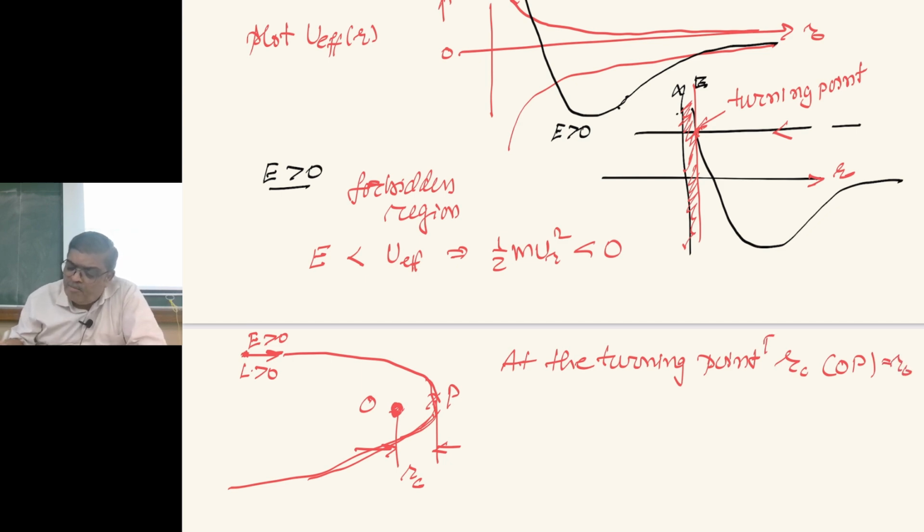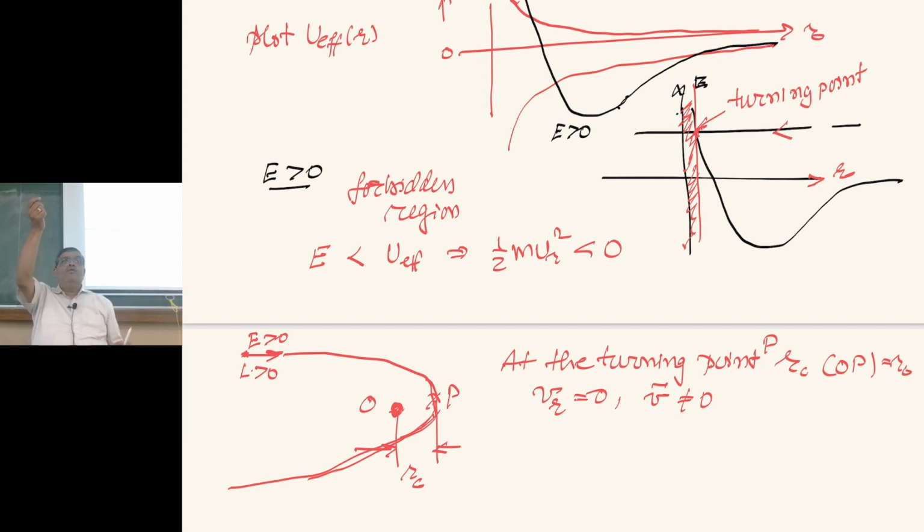Then at the turning point P, what happens? VR is equal to 0, because the radius is not increasing. The angle is changing. So notice that VR is equal to 0, but the V vector is not equal to 0. The particle is not at rest there. The particle has a motion in the tangential direction, right? But the radial direction velocity is 0. Okay. A simple example is if I throw a chalk, what's going to happen?